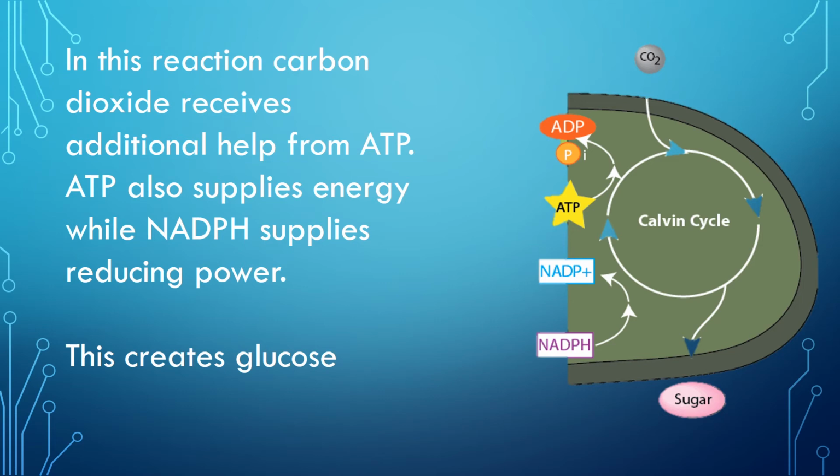In order for it to work correctly, carbon dioxide has an additional help from ATP. The ATP supplies energy, while the NADPH supplies reducing power. When these are all formed together, they create glucose. This is the process of photosynthesis.